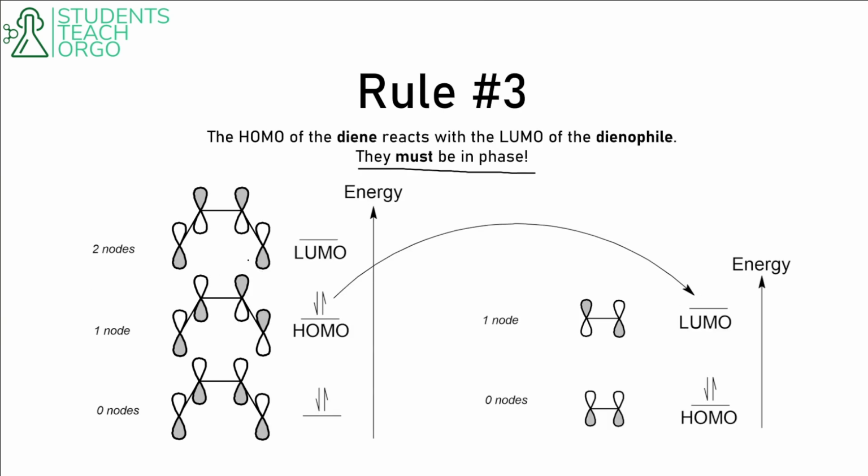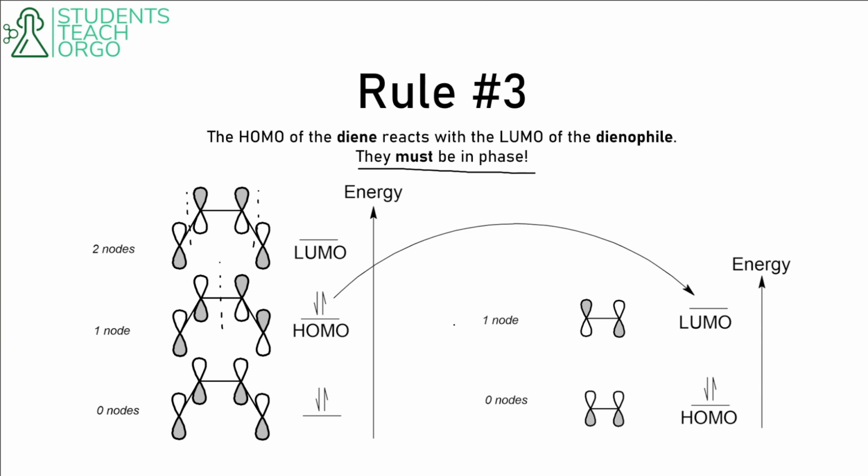In this case, we're doing the same reaction, but I'm drawing out the orbitals for you. So we have our 1,3-butadiene and we have our ethene. First we start with 0 nodes. If you remember from our first video, all of these orbitals are in phase. They're all the same. Then you have this node down here, and then you have 2 nodes, 1 and 2.